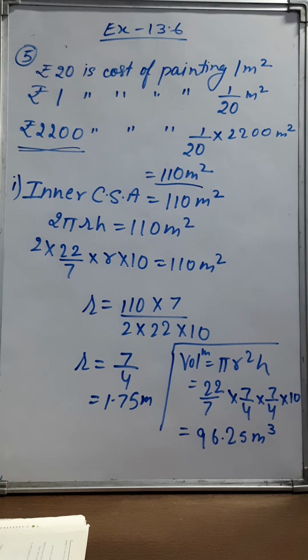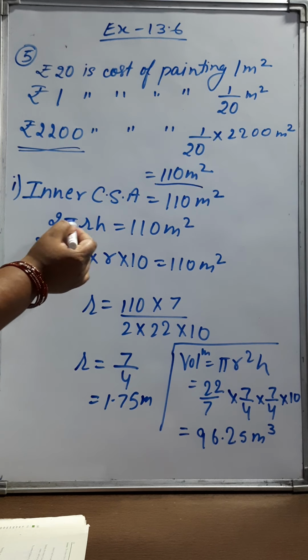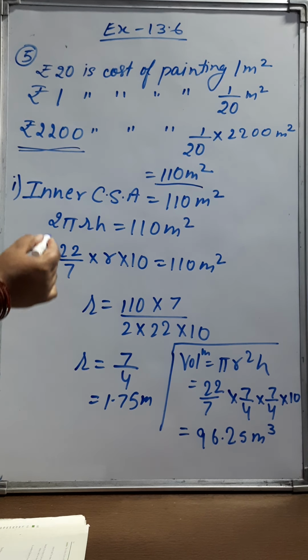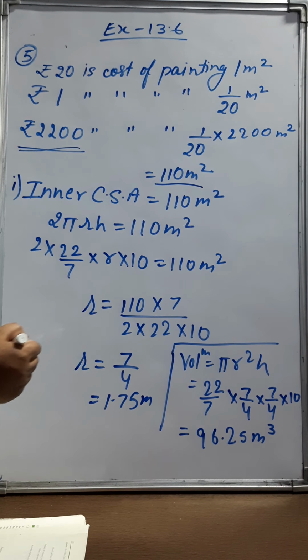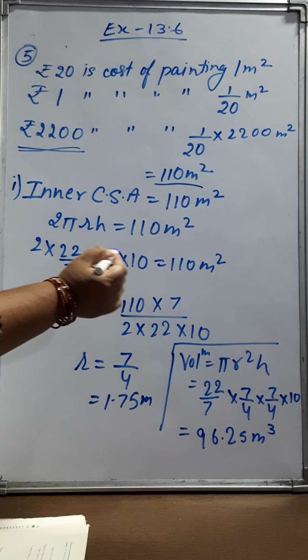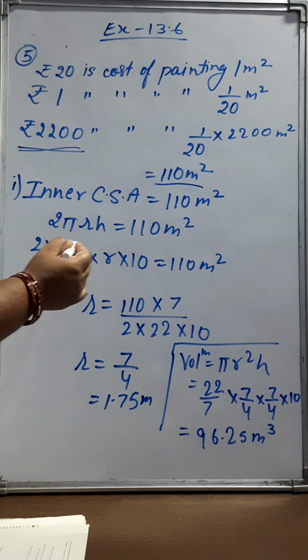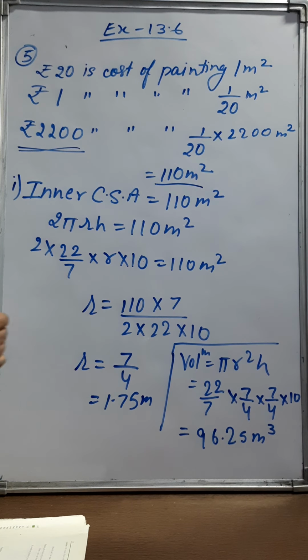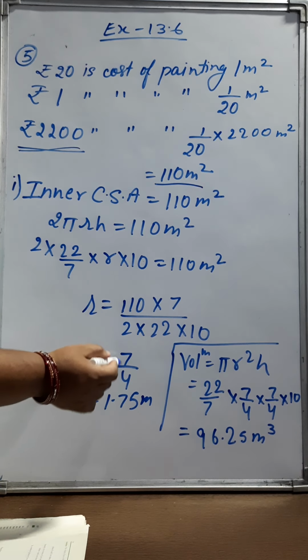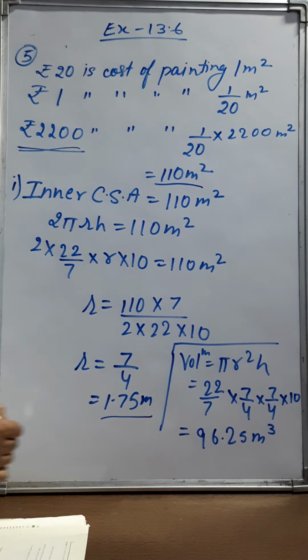Now the second part, in which we have to calculate the radius, we will use the formula of inner curved surface area, which is 2 pi RH is equal to 110. We know the value of pi is 22 by 7 and height is given to be 10 meters. So when we put the value of height as 10 meter, this 10 will move to that side, with 110 in the numerator and 2 into 22 into 10 in the denominator. When you solve this, you will get the radius as 7 by 4, which is equal to 1.75 meter. So hence we got the second part of the question: radius is equal to 1.75 meter.